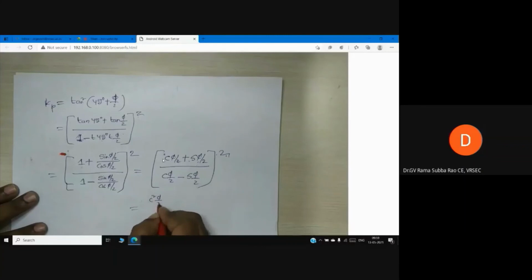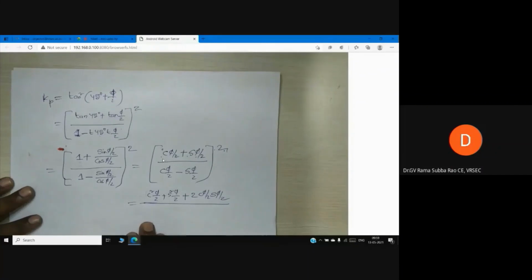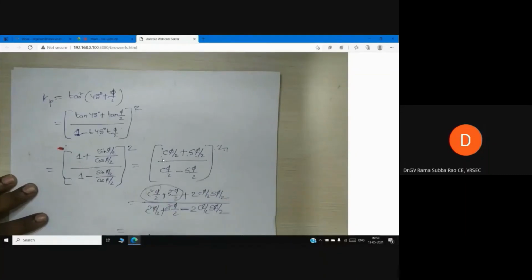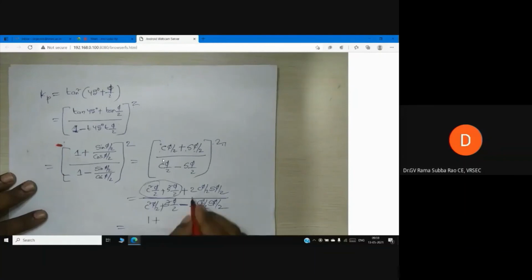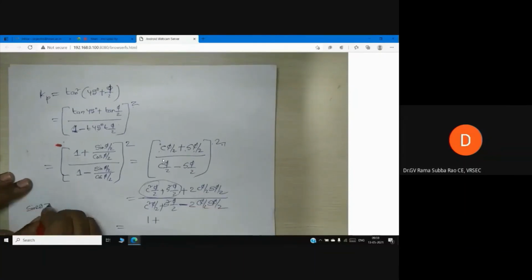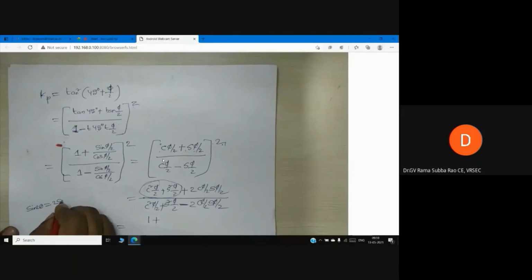C square phi by 2 plus S square phi by 2 plus 2 C phi by 2 S phi by 2. Now I have another thing in the denominator: C square phi by 2 plus S square phi by 2 minus 2 C phi by 2 S phi by 2. We are having a lot of mathematics here, recollecting our school days. Now you know what is sin square theta plus cos square theta. It is 1. Now what is sin 2 theta? Sin 2 theta is 2 sin theta cos theta.